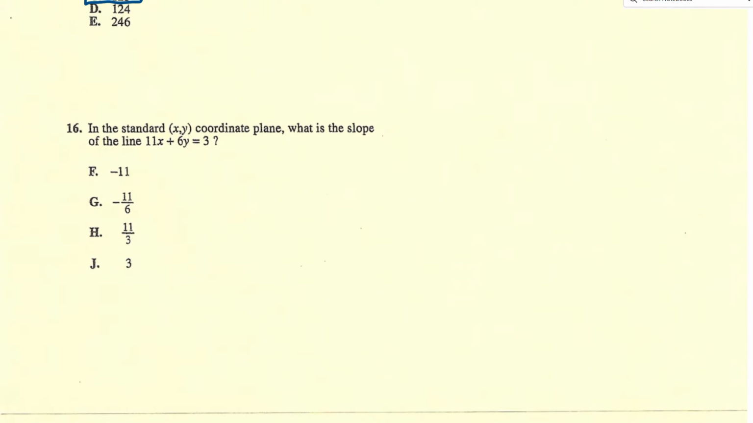Okay, let's take a look at number 16. Now it's asking for slope again, but they give us the equation of a line. So let's go back and recall the equation of a line. y equals mx plus b. This is standard form. When you have a line in this form, what's in front of x, that's m. Remember, that's our slope. That's our rise over our run.